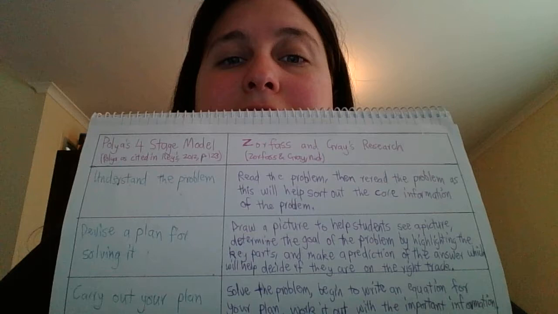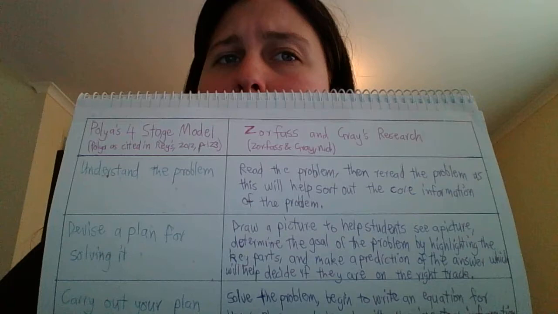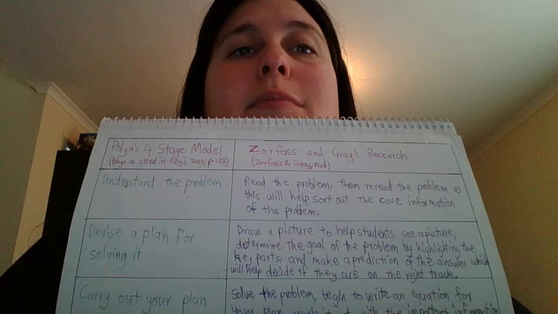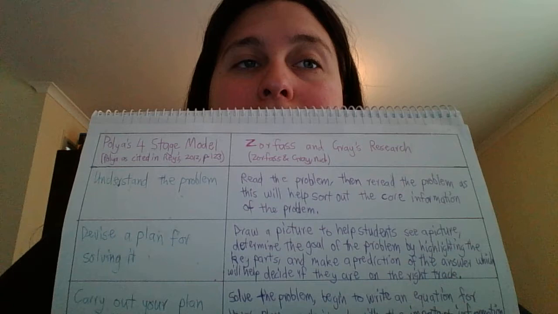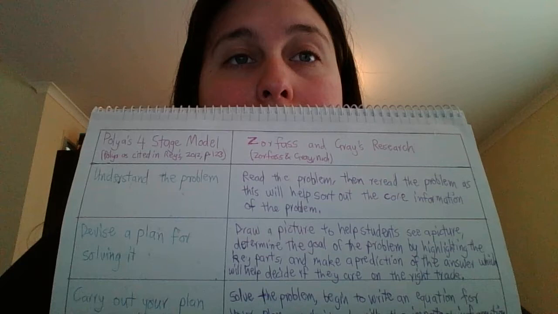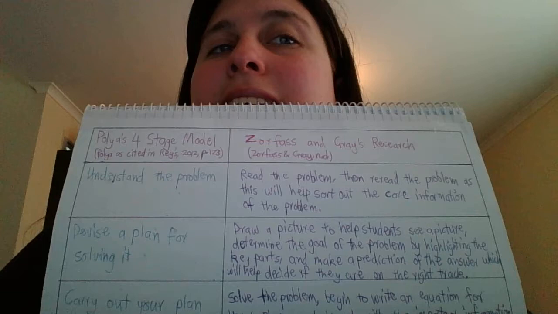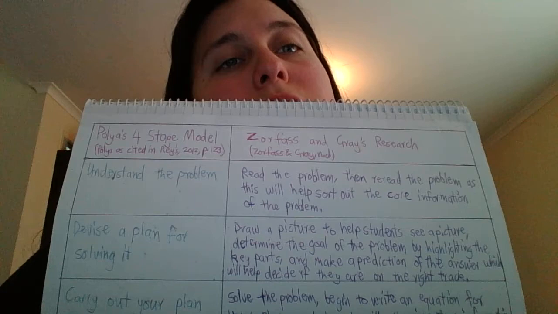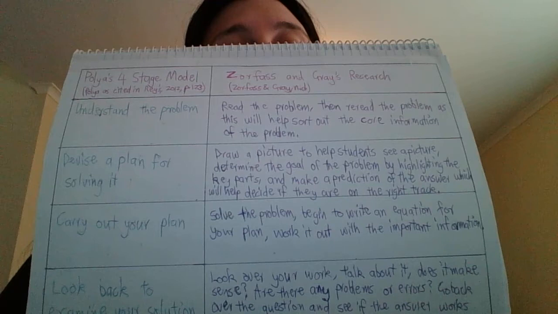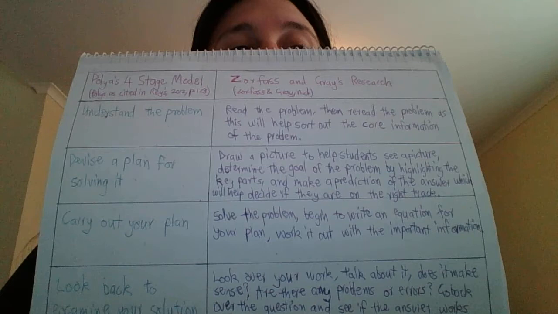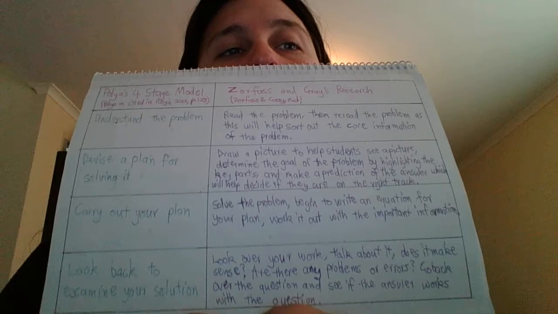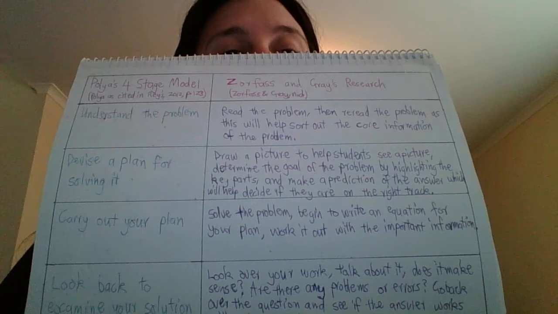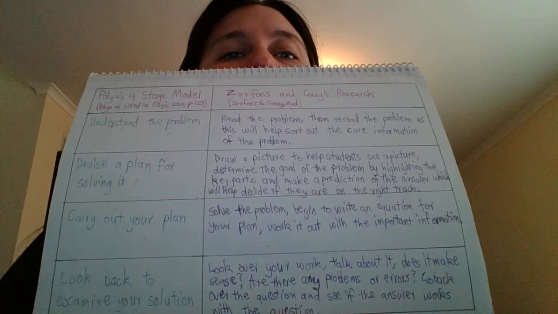With stage one, understand the problem, read the problem, then reread the problem, as this will help sort out the core information of the problem. Stage two, devise a plan. Draw a picture to help students see the problem. Determine the goal of the problem by highlighting the key parts. And make a prediction of the answer, which will help students decide if they are on the right track or not. Then, stage three, carry out the plan, solve the problem, begin to write an equation for your drawing. Work it out, basically. And finally, stage four, looking back. Look over your work. Talk about it. Does it make sense? Are there any problems or errors? Go back over the question and see if the answer works with the question.